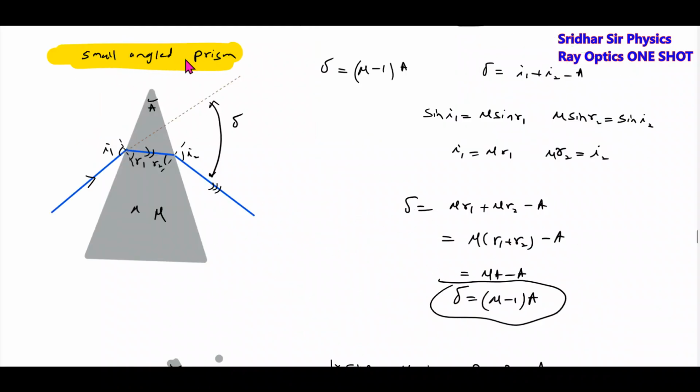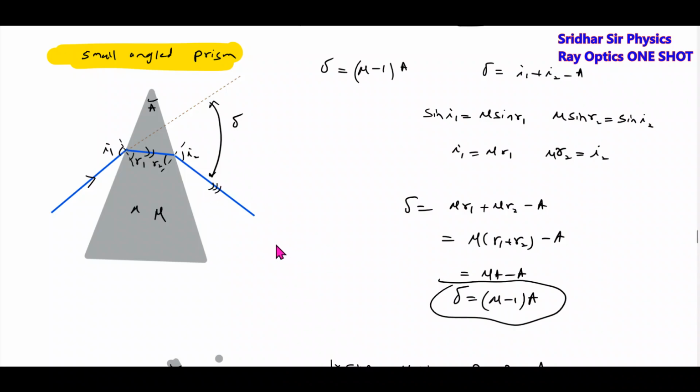Next topic we're having is the small angle prism. The incident ray will undergo refraction and get deviated. This will be the deviation. Then we know sine I1 equals mu sine R1, and mu sine R2 equals sine I2. Then for small angles, I1 equals mu R1, I2 equals mu R2. Substituting, with R1 plus R2 equal to A, the deviation equals (mu minus 1) into A. This is the deviation for small angle prisms.